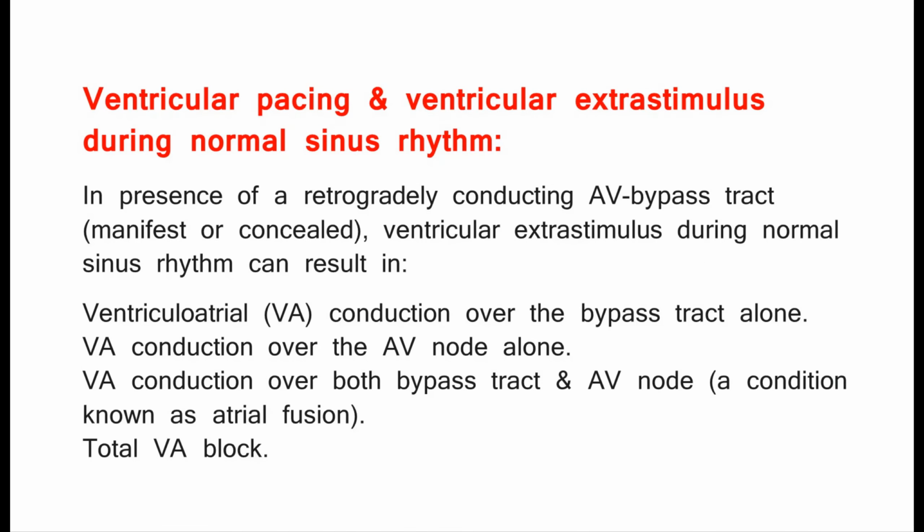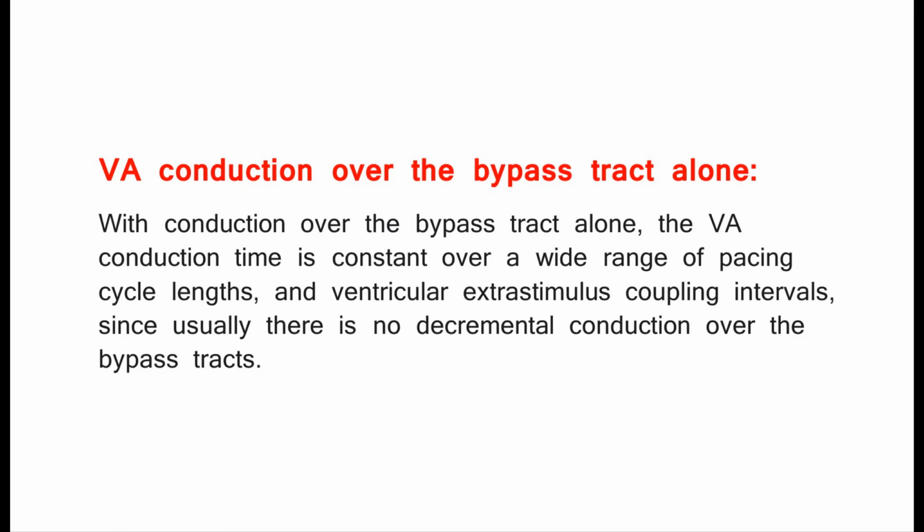Ventricular pacing and ventricular extrastimulus during normal sinus rhythm. In presence of a retrogradely conducting AV bypass tract, manifest or concealed, ventricular extrastimulus during normal sinus rhythm can result in ventriculotrial, VA, conduction over the bypass tract alone. VA conduction over the AV node alone. VA conduction over both bypass tract and AV node, a condition known as atrial fusion. Total VA block.